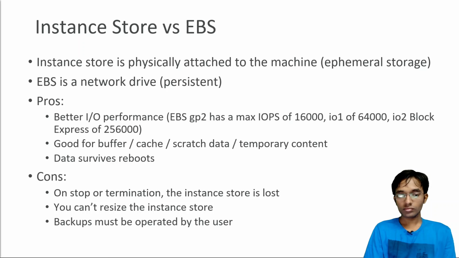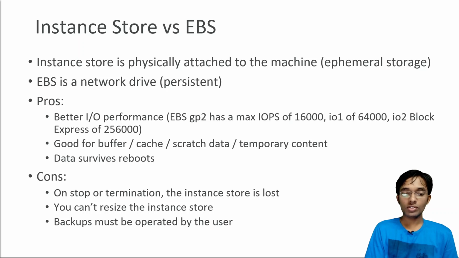So if you compare EC2 instance store and EBS volumes, the instance store is physically attached to the machine. It is considered ephemeral storage, like temp storage in the case of Lambda, whereas EBS, Elastic Block Store, is a network drive, which is considered persistent storage. Now the pro of using the EC2 instance store is that you get a lot better IO performance.